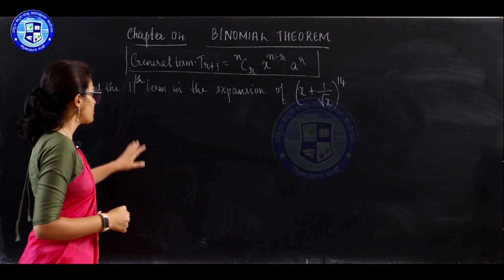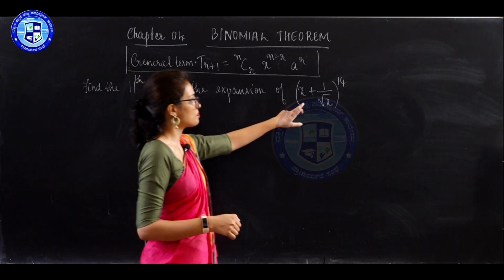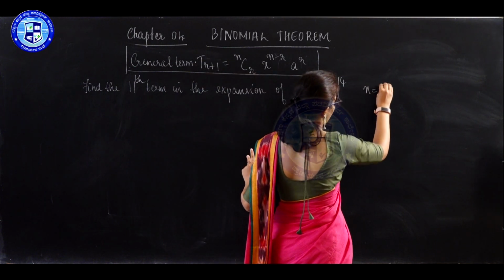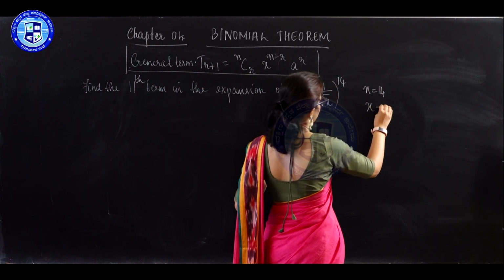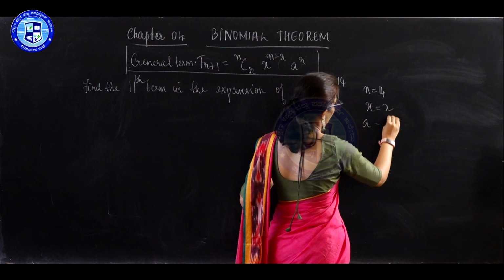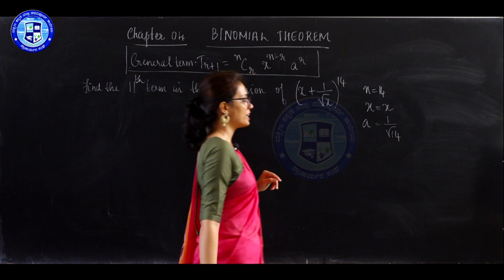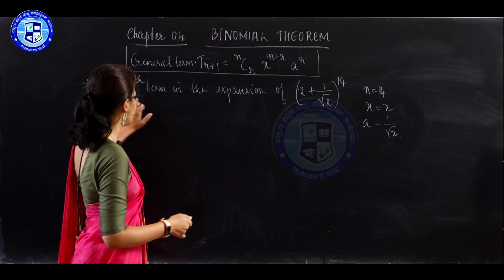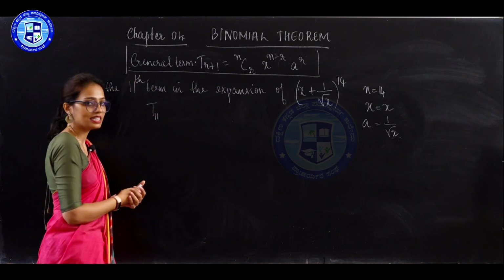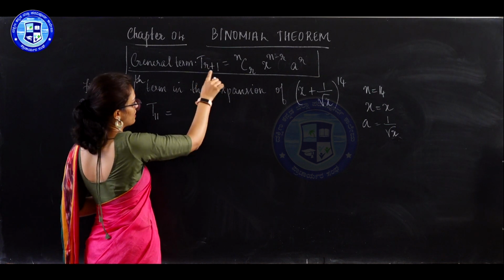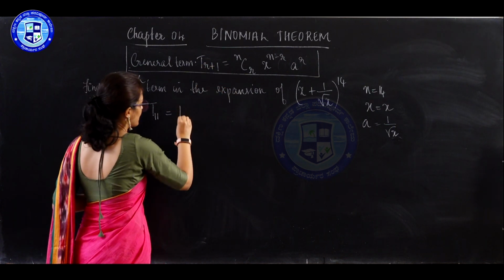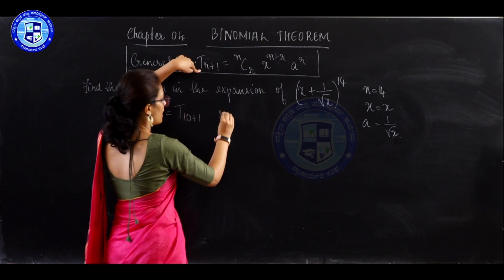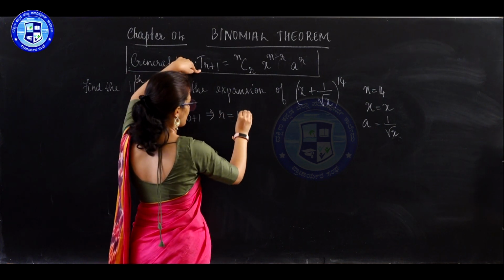Next question. Let us find the 11th term in the expansion of (x + 1/√x)^14. Let us make a note: n value is 14, x is x here, a is 1 by root x here. Now, we have to find the 11th term. So, that is T11. T11 can be written because we want it in this form, r plus 1. So, we can write it as T(10+1). Now compare this and this, this will imply r is equal to 10.